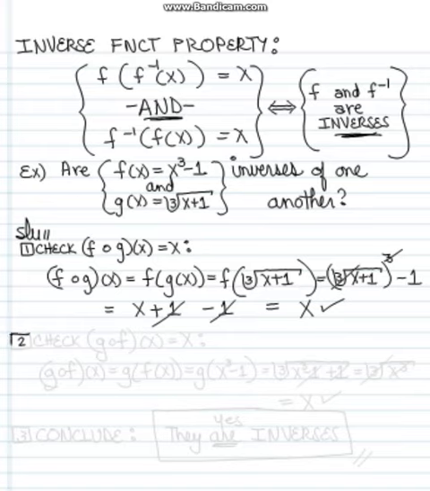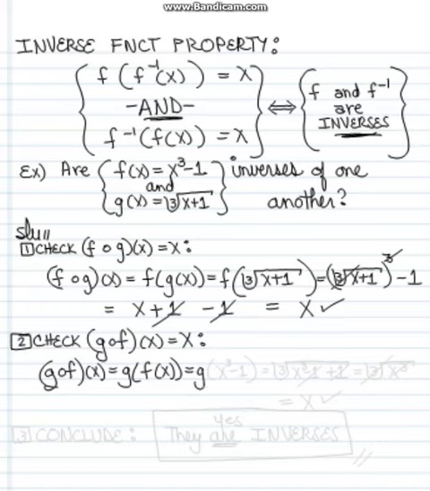Now step 2, the other direction. The question is, is g composite f of x simplifying to x? Let's see. g composite f of x is g of f of x, which is g of, okay, what was the f function? It was x cubed minus 1. Now, what does the g function say? It says, whatever you feed me, take the cube root and add 1 to the value you feed me. Okay, so it is the cube root of what we fed it, x cubed minus 1, plus the 1.